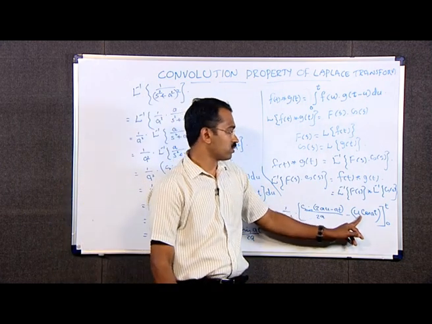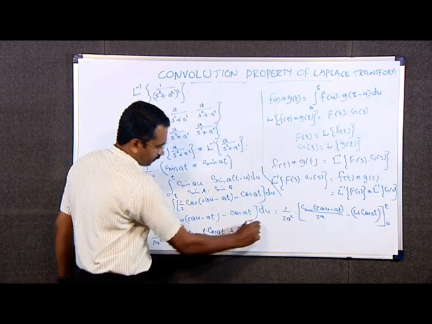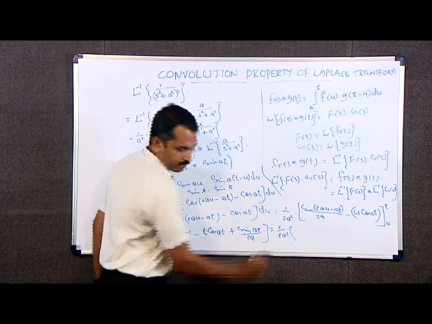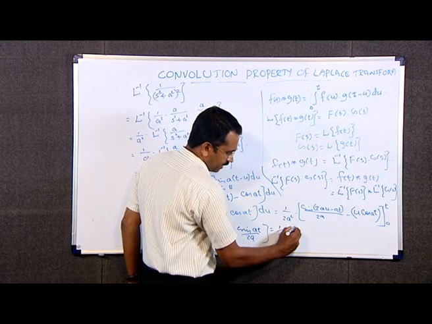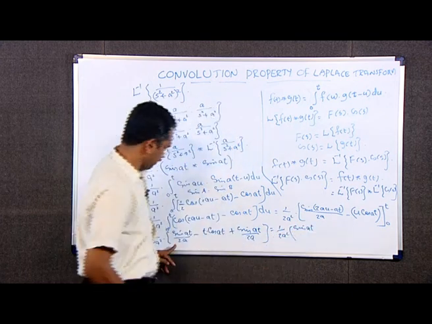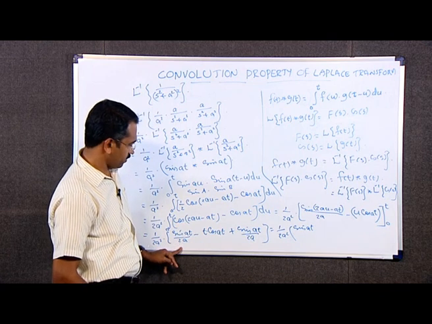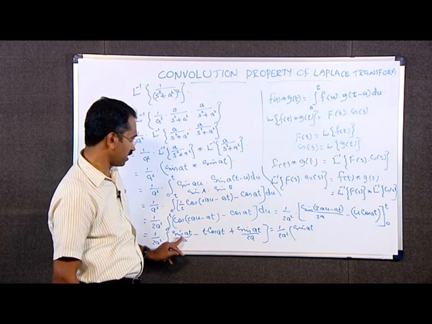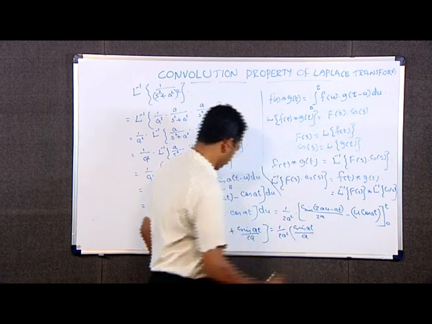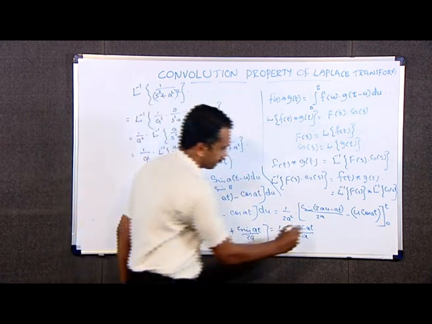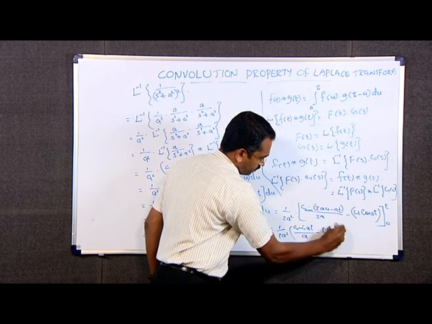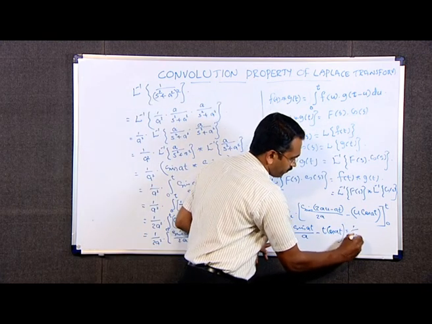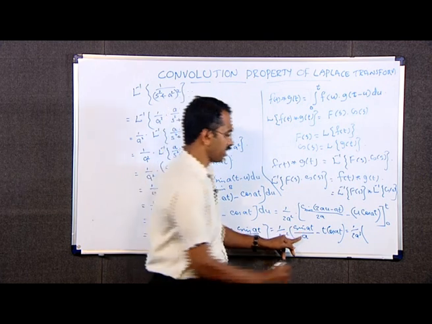When u equal to 0, this term will become 0. This is equal to 1 by 2 a square into sin a t by 2a plus sin a t by 2a is 2 times sin a t by 2a, that is sin a t by a minus t cos a t. This can be written as 1 by 2 a cube into sin a t minus a t cos a t.